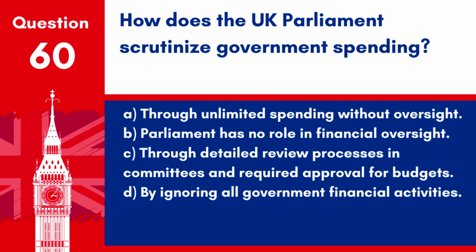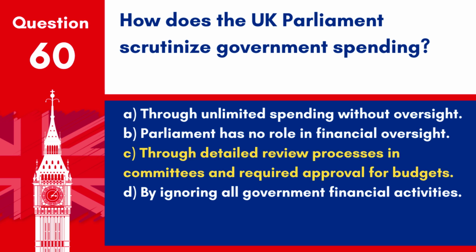A. Through unlimited spending without oversight. B. Parliament has no role in financial oversight. C. Through detailed review processes in committees and required approval for budgets. D. By ignoring all government financial activities.